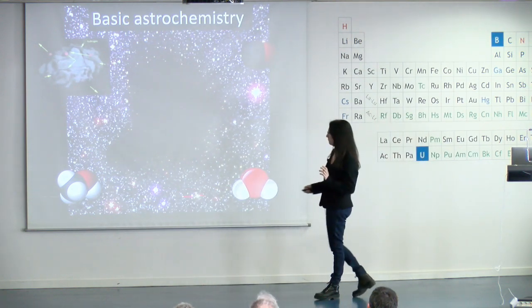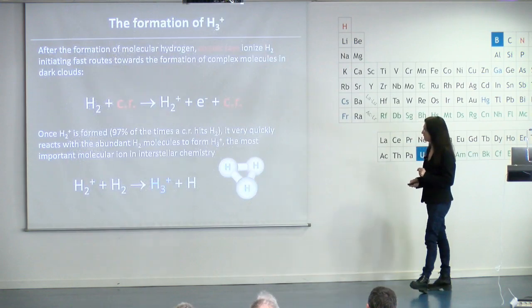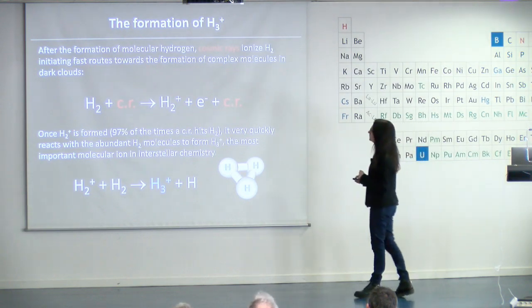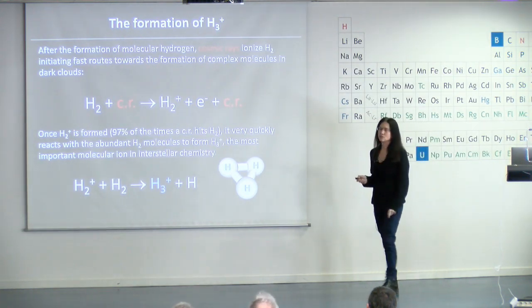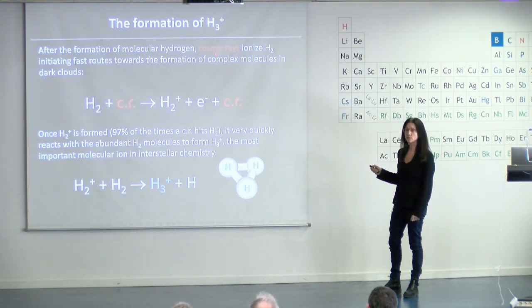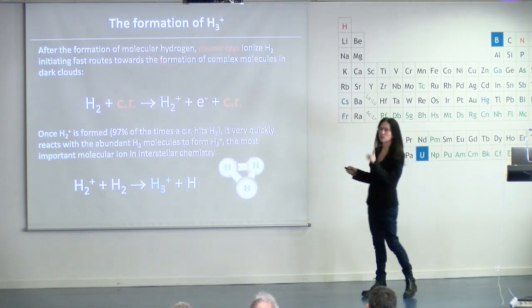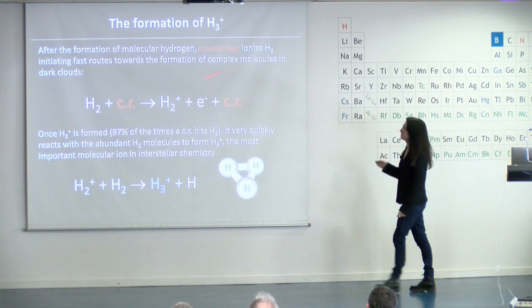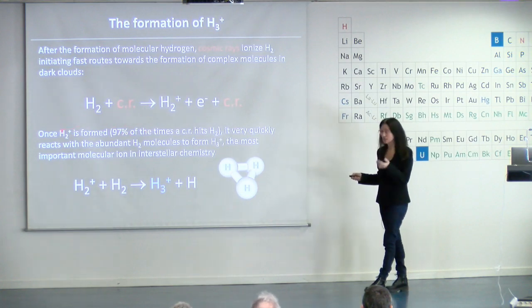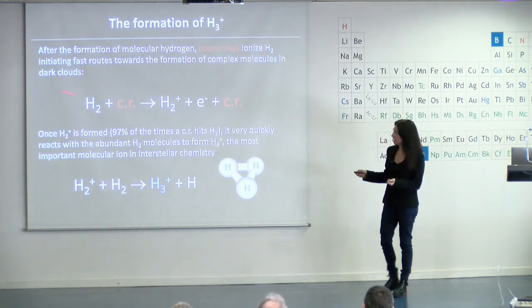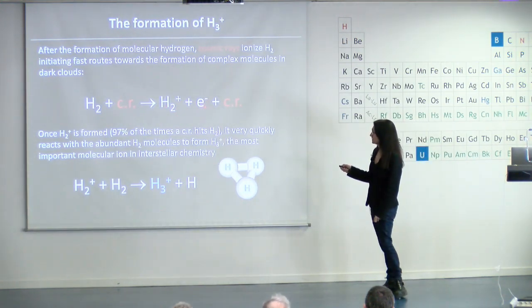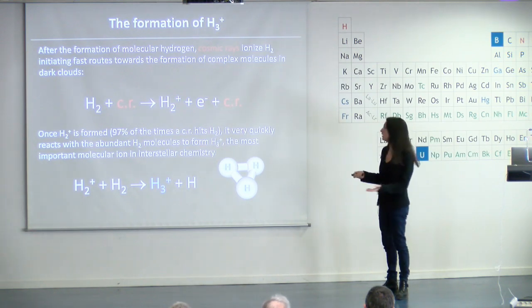And then we have molecules that are forming as a consequence. Once you form H2 in molecular clouds, and this happens on the surface of dust grains, the other ingredient you need is cosmic rays. Cosmic rays ionize the H2 molecule. Actually, 97% of the time that a cosmic ray hits H2, it ionizes H2, and then produces an electron that contributes to the heating of the cloud.